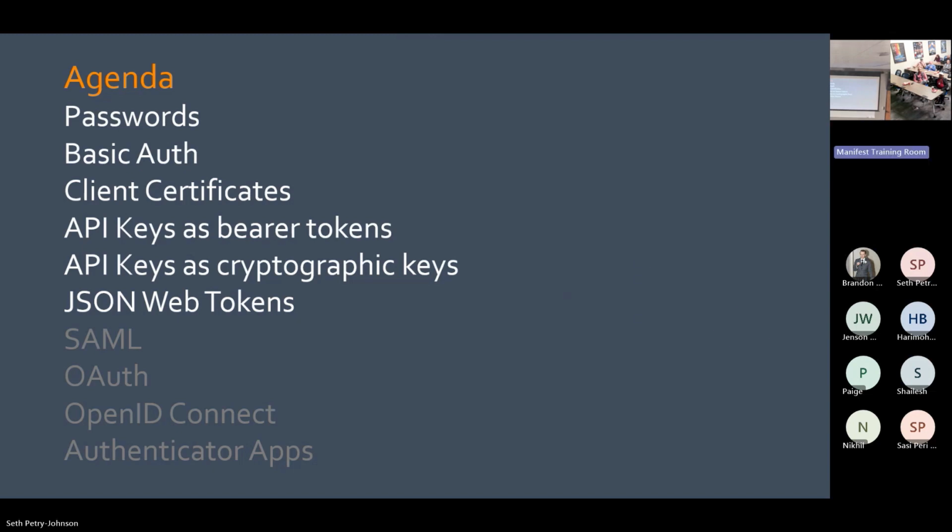All right, so we've covered a lot so far. Passwords, basic auth, client certs, API keys, all use user-owned credentials. JSON Web Tokens are a claims-based system that uses a system-owned credential to sign a request.